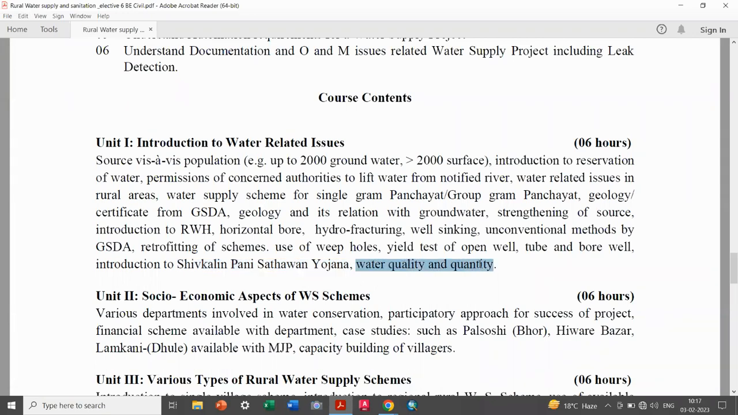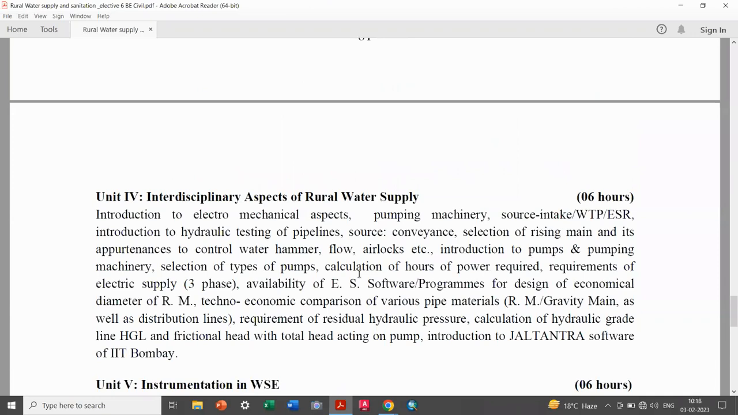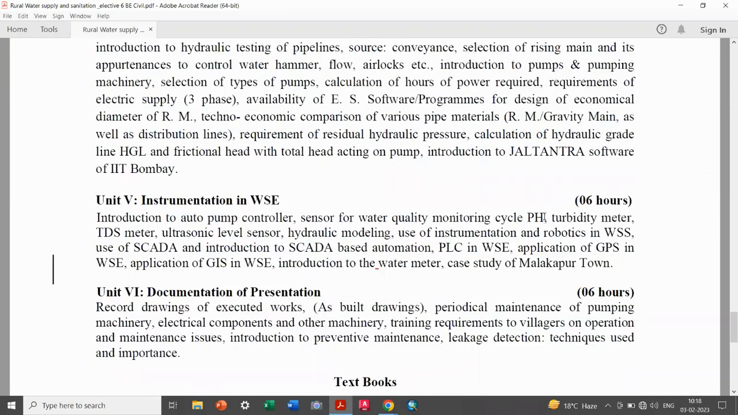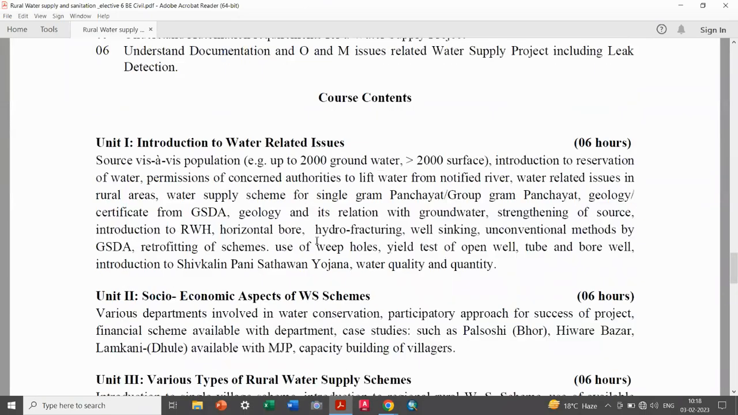Then water quality and quantity, these are two different terms. Water quality, you can see, is related to turbidity, related to pH. The parameters which we will consider for the drinking water supply will be like pH, turbidity, TDS. So by using various instruments, you can measure the quality of the water, and quantity in terms of MLD, million liters per day. Generally, the capacity of a treatment plant or water supply scheme is measured in terms of million liters per day, MLD.